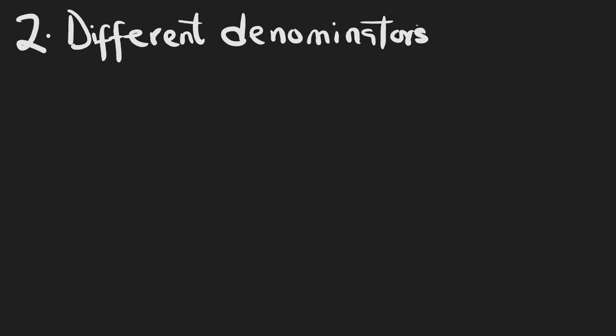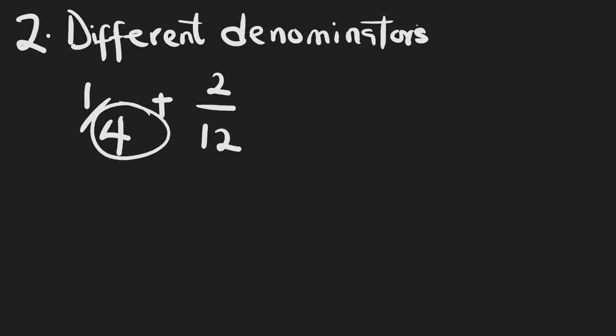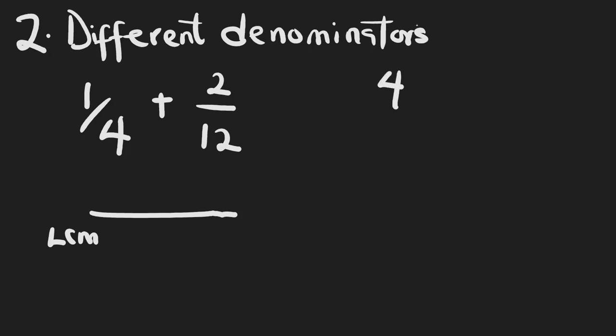For example, when you have 1 over 4 plus 2 over 12, can you see the denominators are different? So what are we going to do? We're going to simply find the LCM of the denominators. So draw a line. We say LCM here. That's the lowest or least common multiple. And how can we find the LCM? We're going to say 4 and 12. Draw a line, right?